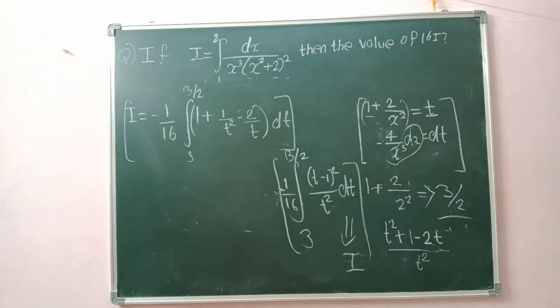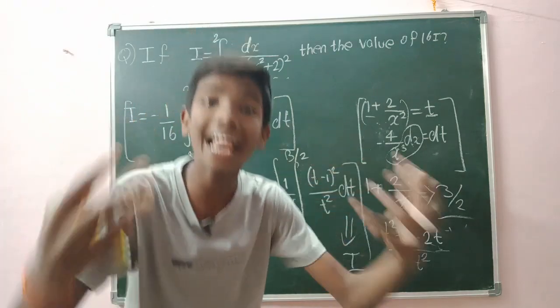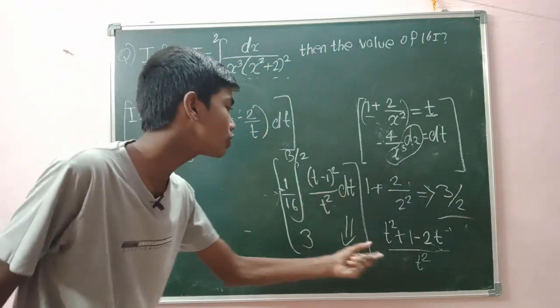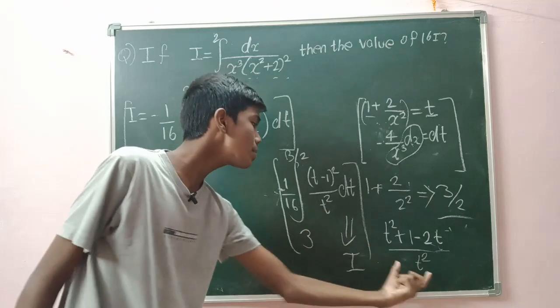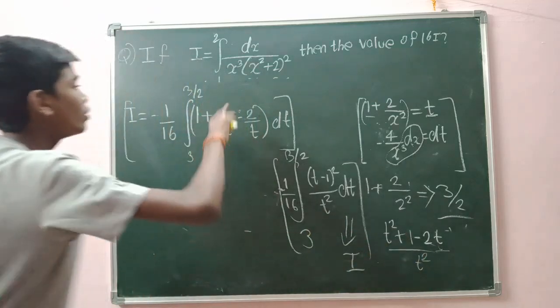Okay, so people, listen very carefully. I am not doing any magic or those kinds of stuff, but rather just using the things which you already know. (t minus 1) whole square will be t square plus 1 minus 2t, then divided by t square. When you do this, this is what you will be getting.